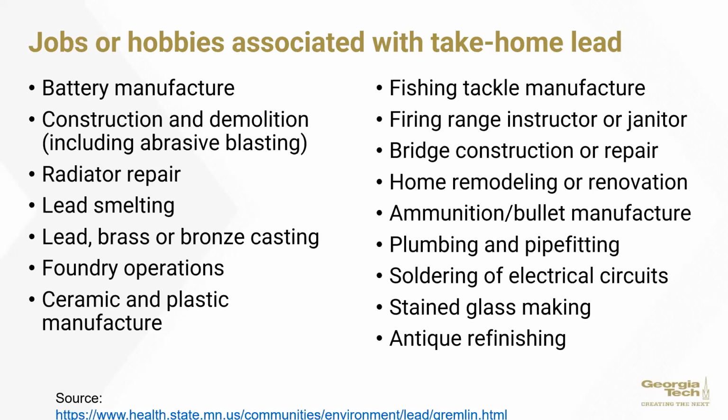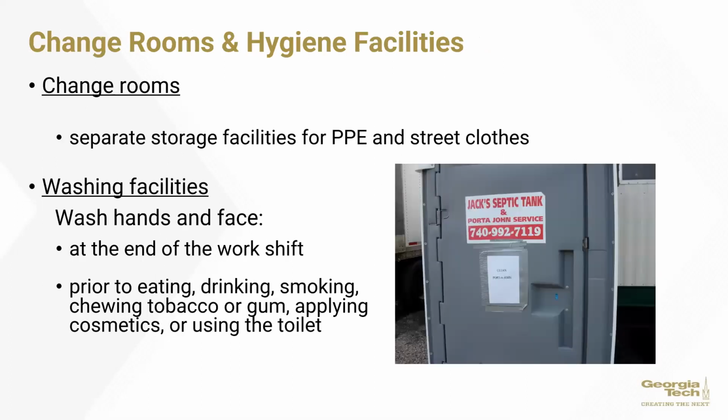We have interacted with individuals who manufacture and build their own ammunition and bullets, or you might do some plumbing or pipe fitting at home to fix some of the plumbing in your house. People who are into robotics might be soldering electrical circuits, or into artistic things like stained glass making and antique refinishing. So there's a variety of different avenues, which may either be jobs themselves or hobbies, where people might have exposure to lead.